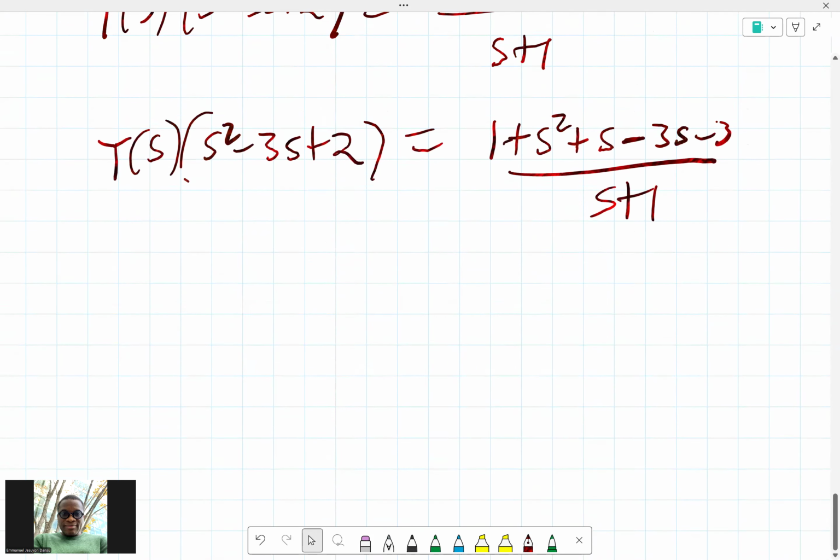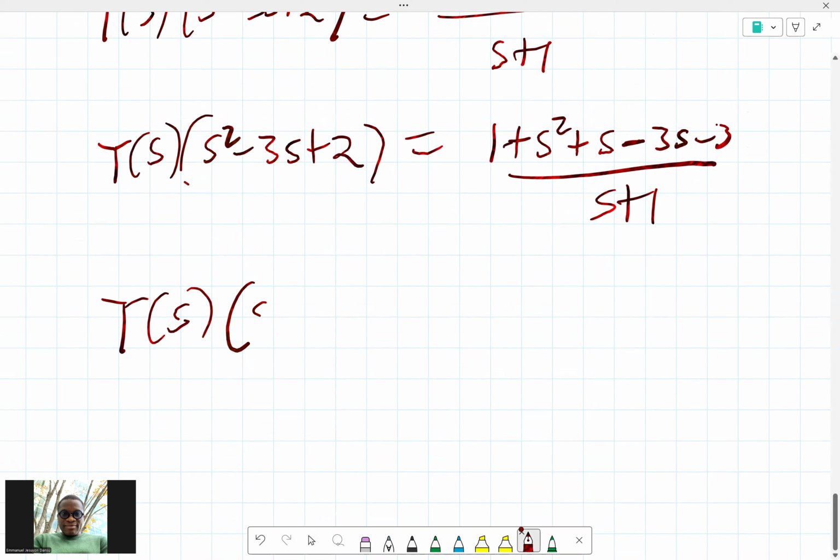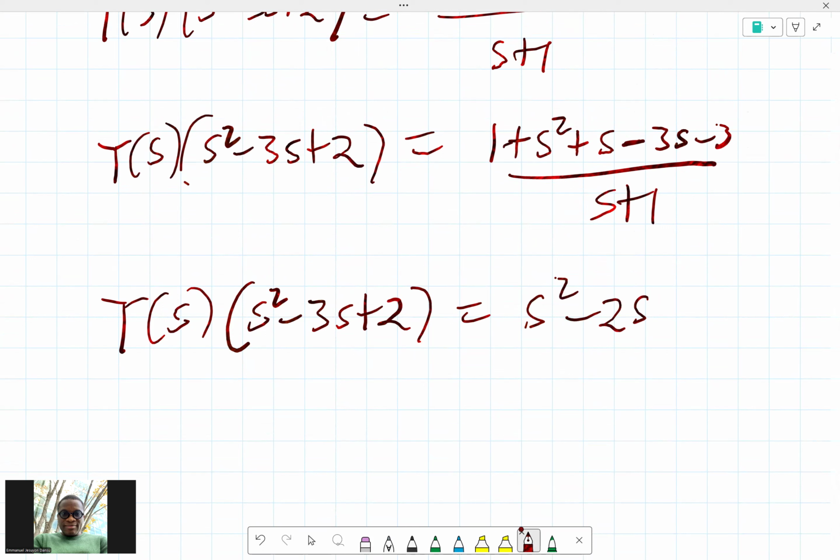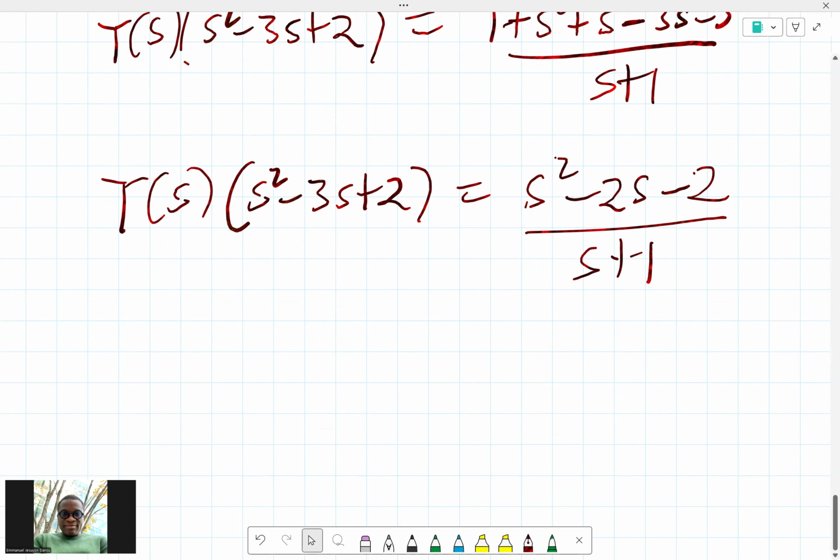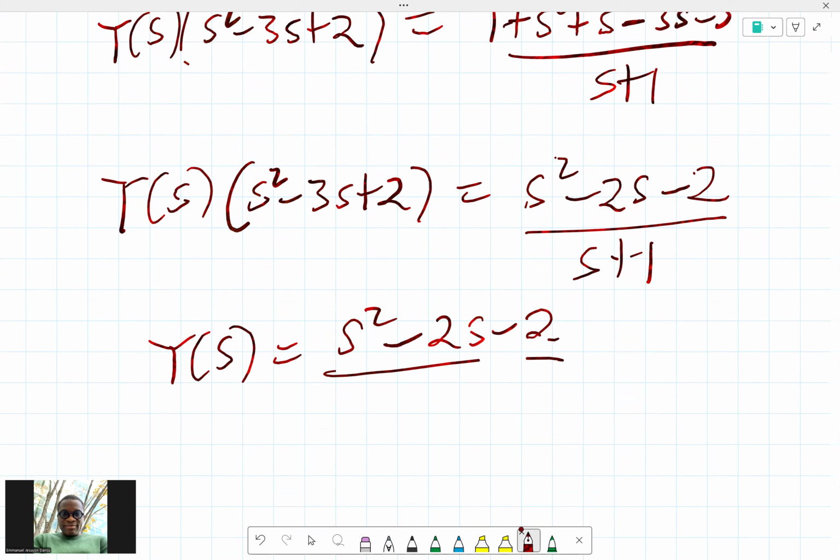Okay, so we still tidy things up. So y of s into s squared minus 3s plus 2 is equal to s squared, s minus 3s is minus 2s, then 1 minus 3 is minus 2, right? I think that works. All over s plus 1. So we have y of s now equals, we can divide through by s squared minus 3s plus 2. So this is s squared minus 2s minus 2 all over s plus 1 into s squared minus 3s plus 2.